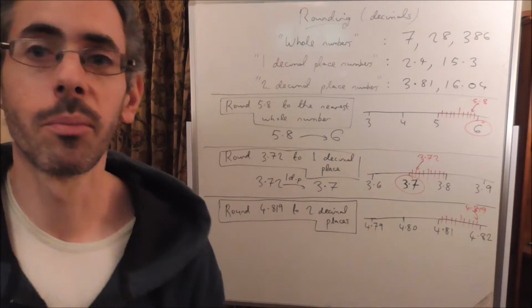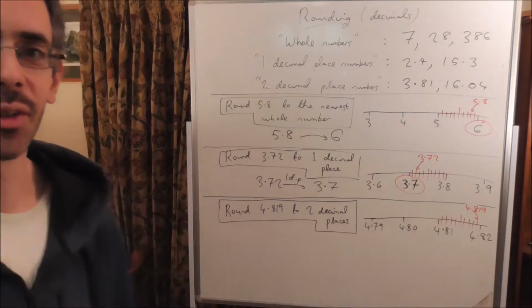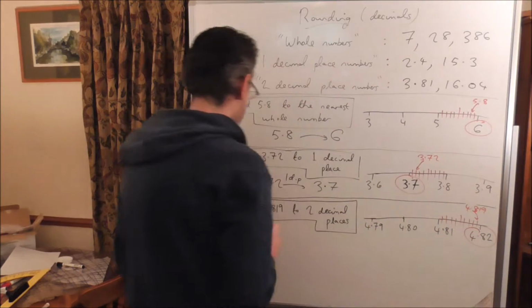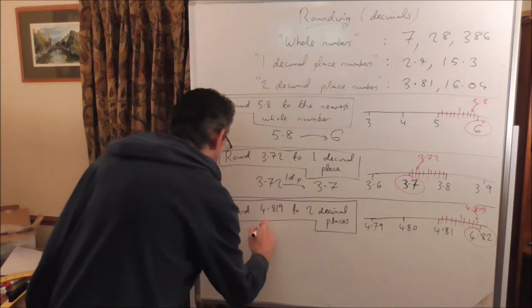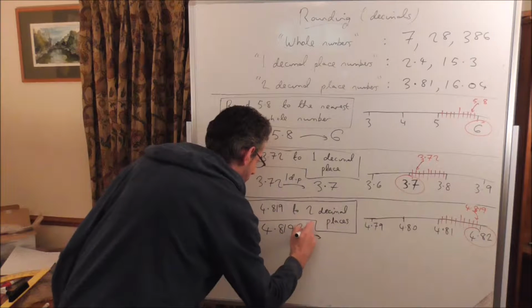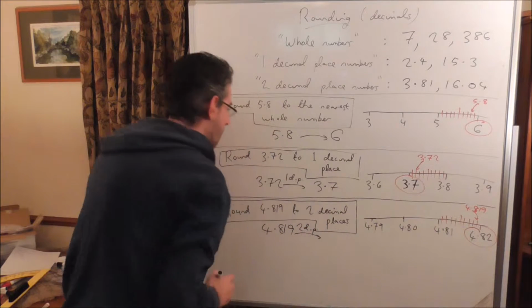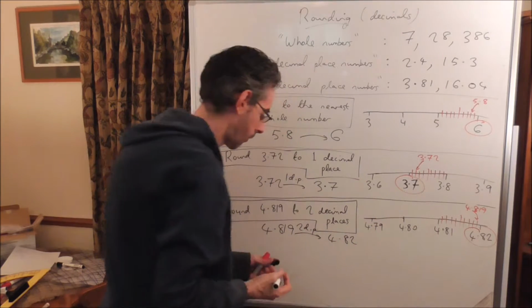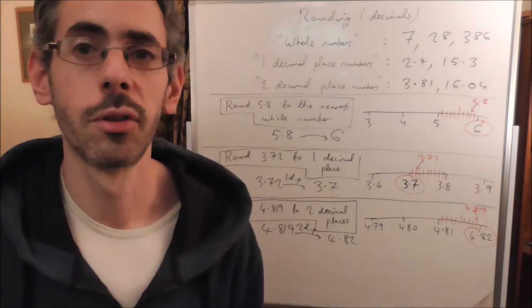So which two decimal place number is it closest to? You can see it's closest to 4.82. So I'm going to write 4.819 rounded to two decimal places, 2 dp, is 4.82. That's the two decimal place number that it's closest to.